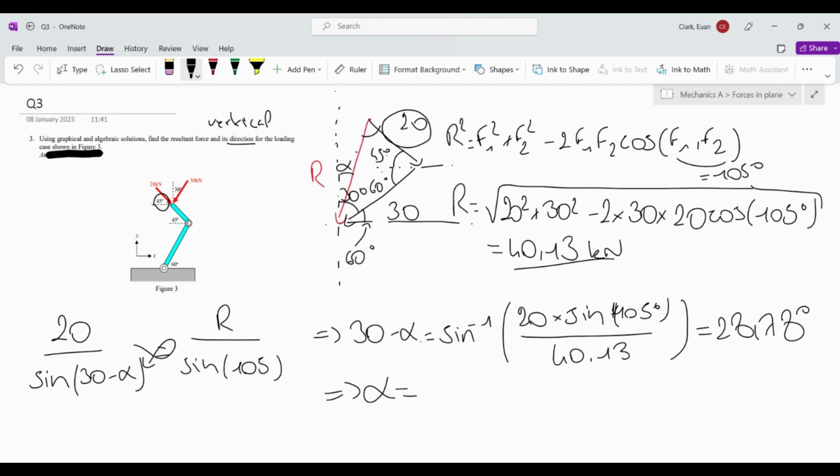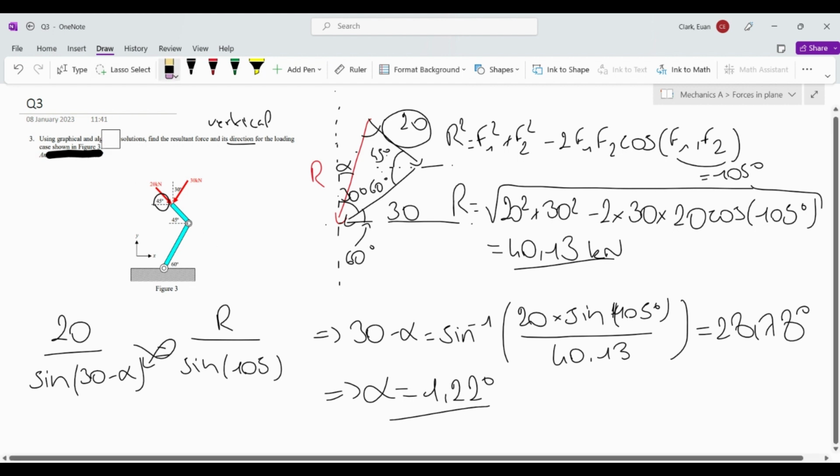28, which is 30 minus this answer here. So 30 minus 28.78, which gives us 1.22. 1.22 degrees. Final answer. Perfect. And you can see the answer up here. There we go. This is all correct.